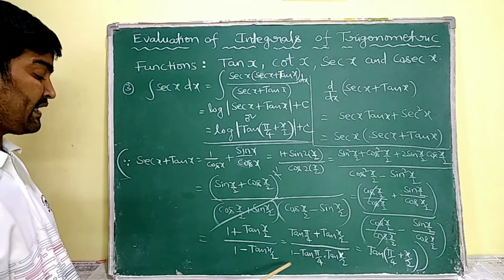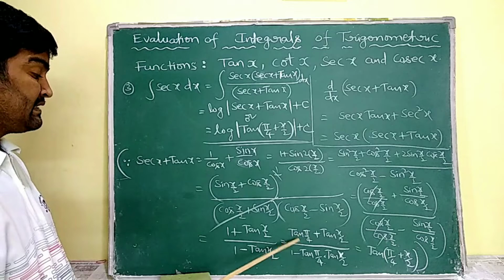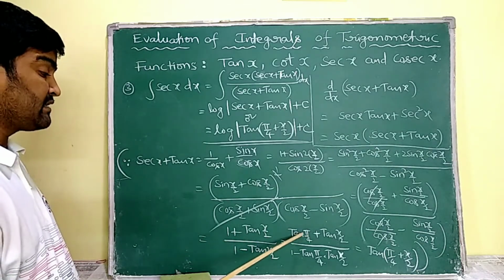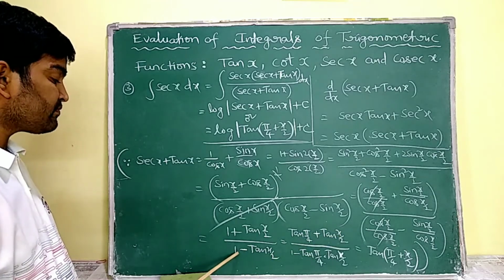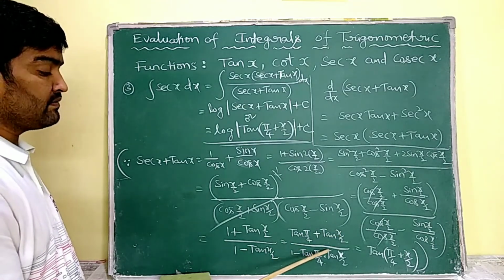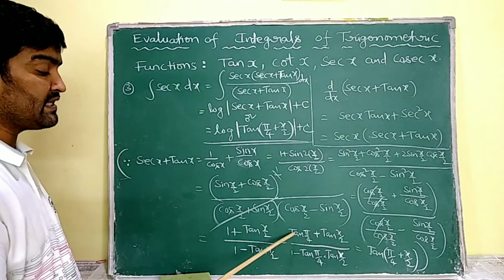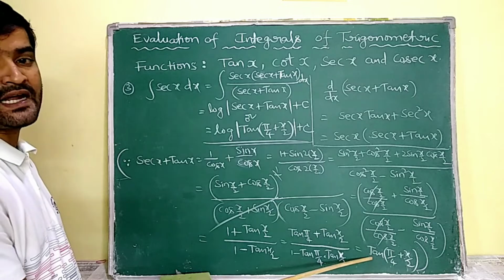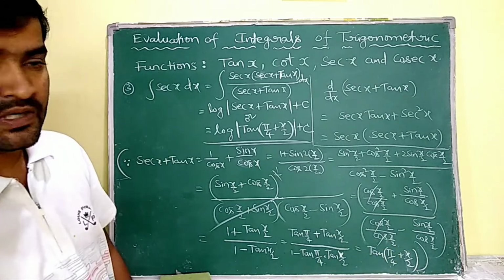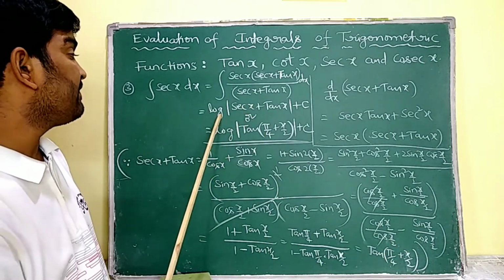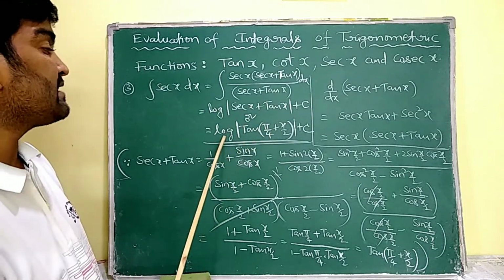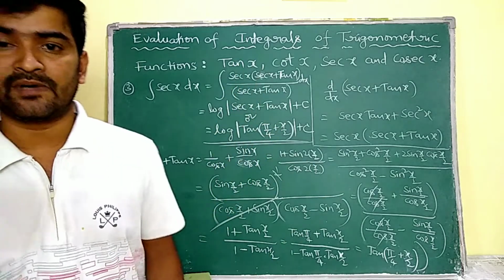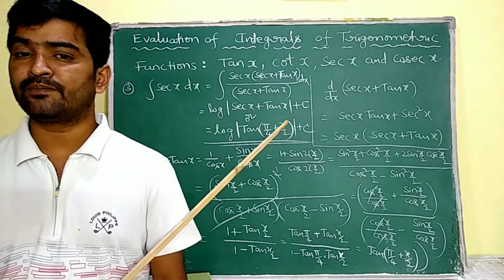To write it in a simple form, just write this 1 as tan pi/4. Why? Because tan 45 is 1, no? That is why: (tan pi/4 plus tan x/2) by (1 minus tan pi/4 into tan x/2). It is like (tan a plus tan b) by (1 minus tan a tan b). So that can be expressed as tan of pi/4 plus x/2. So log of sec x plus tan x can be expressed as log of tan (pi/4 plus x/2) plus c. This is a very important formula.